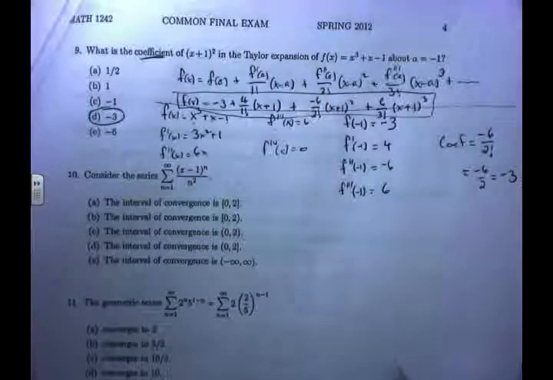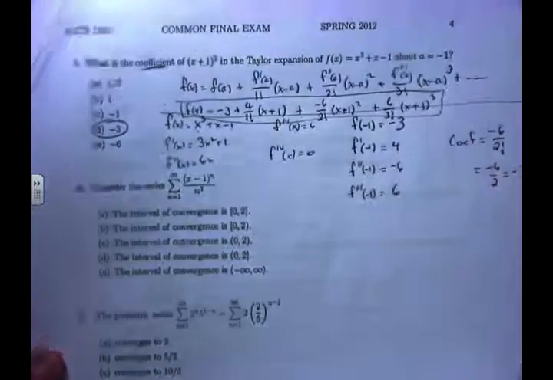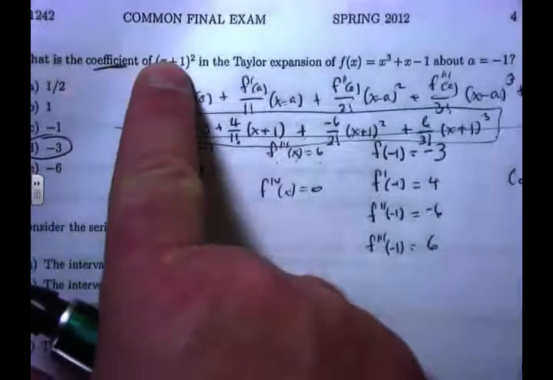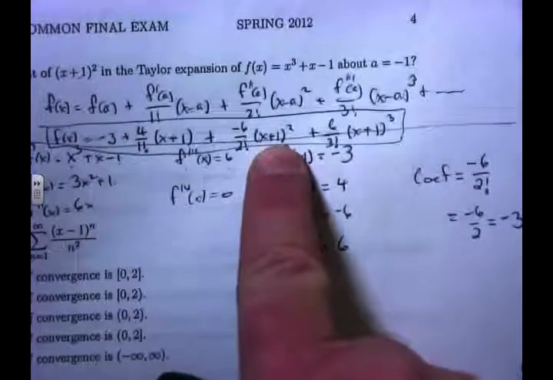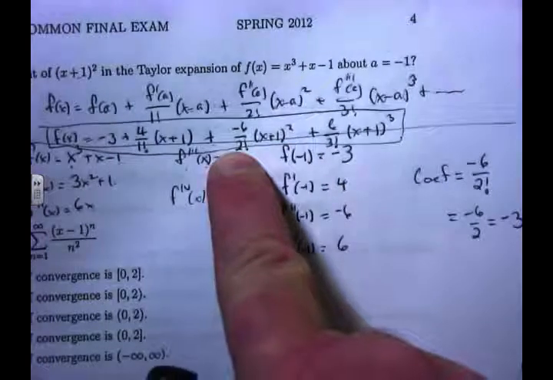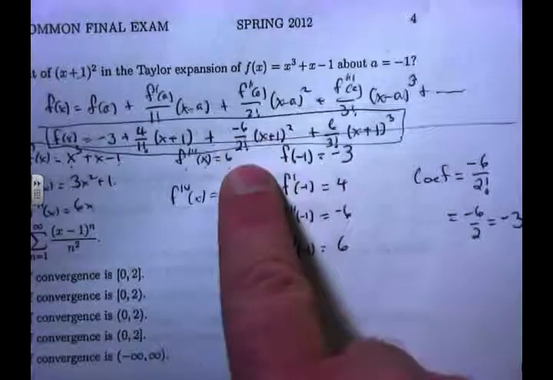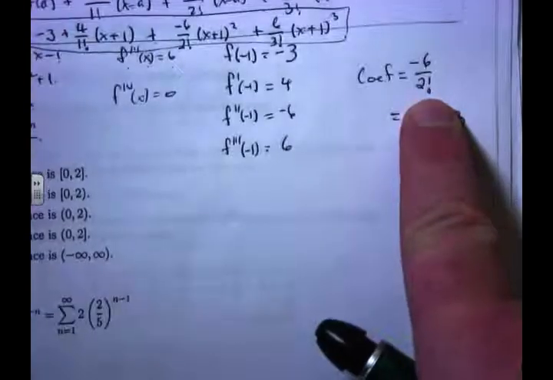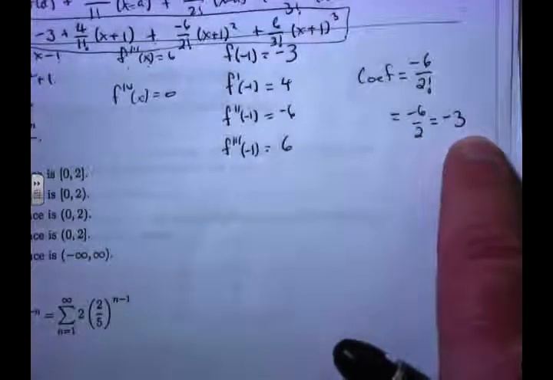Repeat the last step? Okay, the question. I went out of my way to write out the entire Taylor polynomial for you guys on this one. So here's my Taylor polynomial. But the question is, what is the coefficient of the x plus 1 squared term? There's my x plus 1 squared term. The coefficient is the number in front, which is the negative 6, which is the f double prime at negative 1, divided by 2 factorial. So it's negative 6 over 2 factorial. 2 factorial is 2, so negative 6 divided by 2 is negative 3. That's the coefficient for that.